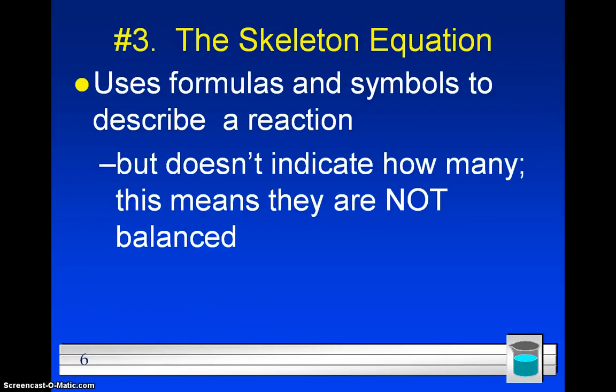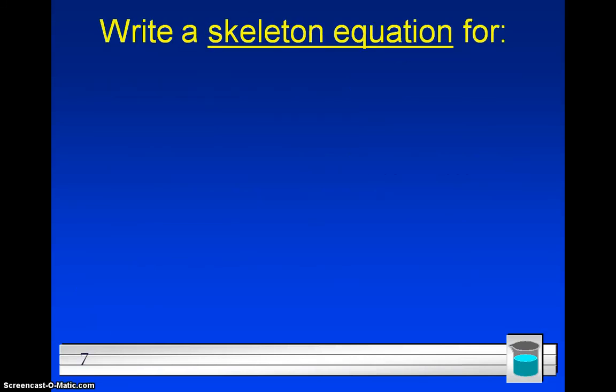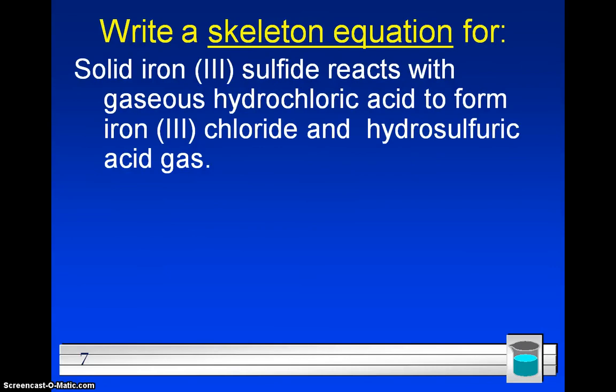So what we do is we take that word equation and we're going to then replace the words with our chemical formulas and symbols to demonstrate the reaction. Now, they are not balanced, which means they are not demonstrating the law of conservation of mass. That will come in a later video. Okay, but at least we can have a chemical equation generated that is a description of the reaction. So let's just look at an example here. So this is the sentence.